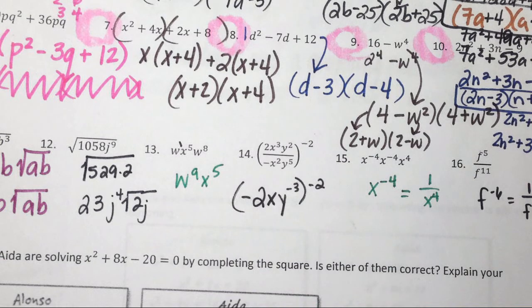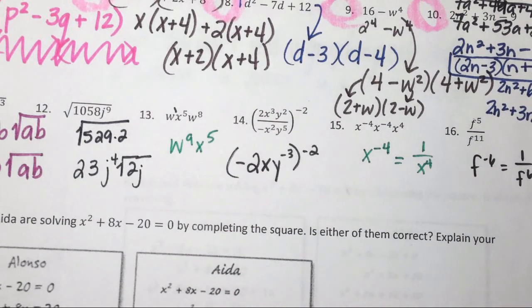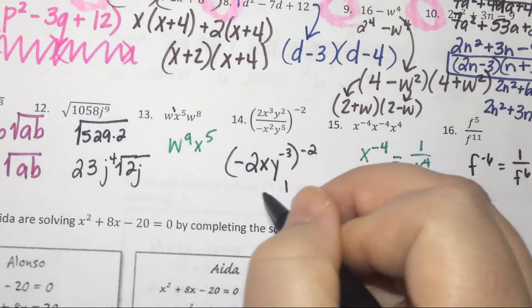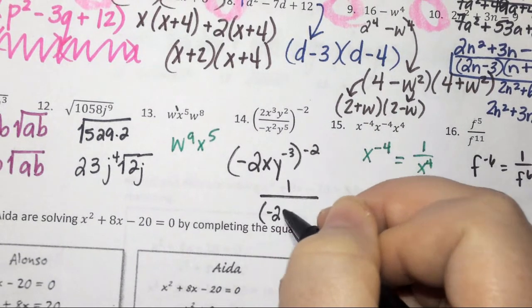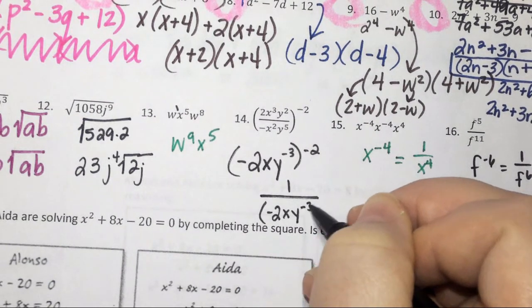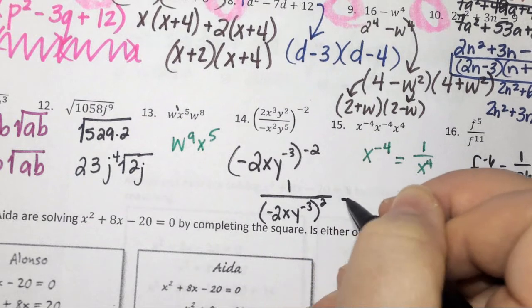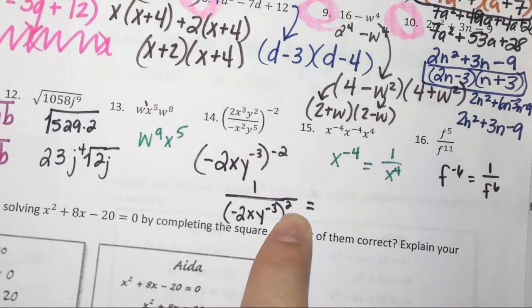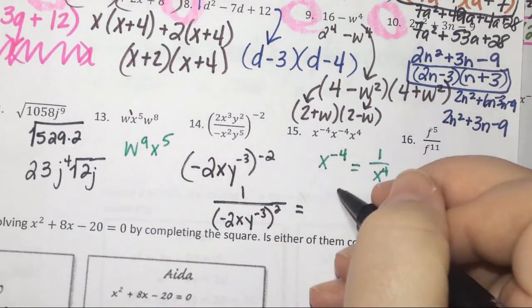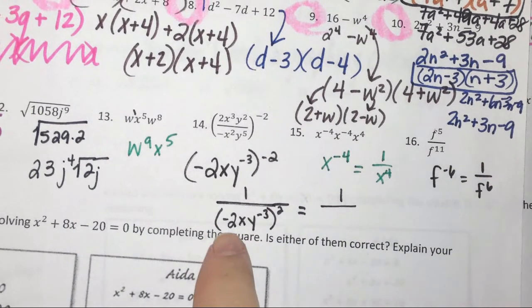So what I'm going to do is, I could raise it all to the negative 2, but instead I'll just do 1 divided by this whole thing, and now raise it to the positive 2. I punished it, sent it to the bottom, so that exponent's now a positive. And now I've got to raise each of these terms to that second power.